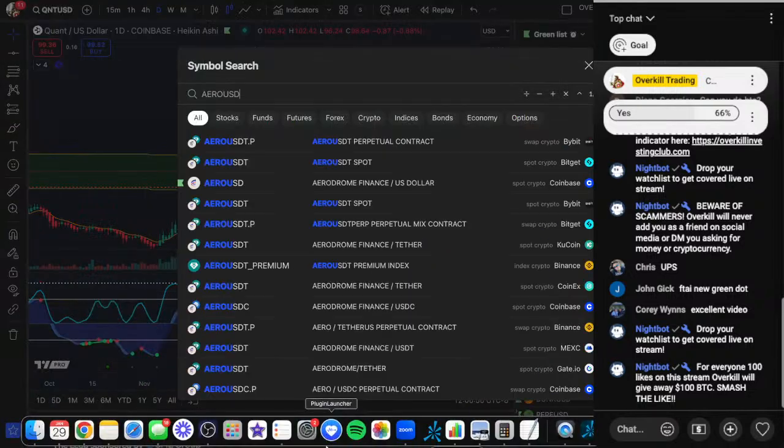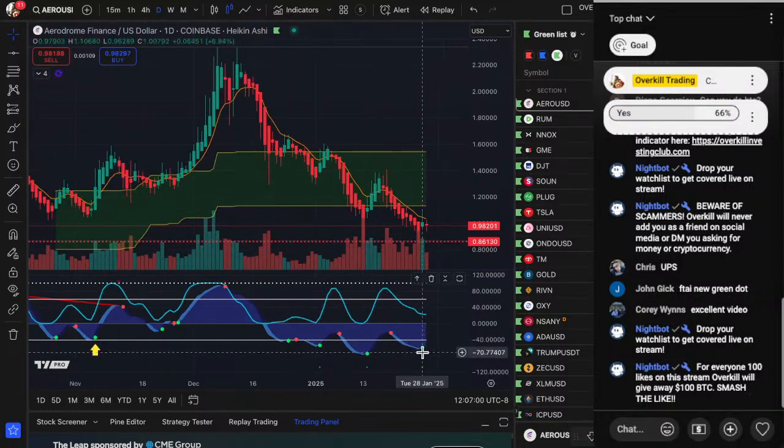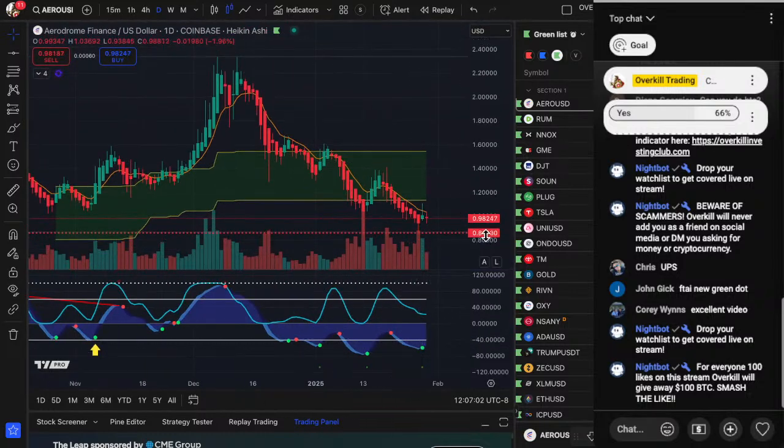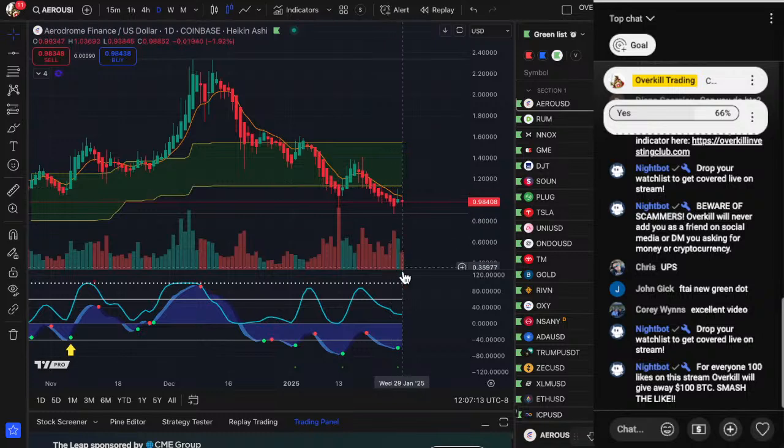AERO. This one gave the signal yesterday. Okay, it gave you a signal here yesterday. So 86 cents is going to be a major level for this. I would have bought yesterday, and I'd be looking to average down if we get another green dot down here. I don't think you have anything to worry about unless you get a red dot. If you get the red dot, I would consider selling. But as of right now, I would just be holding AERO.